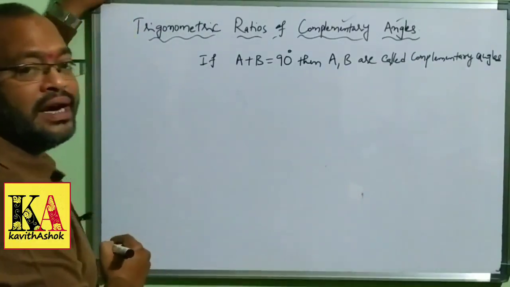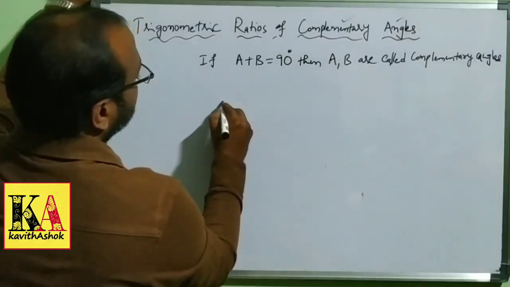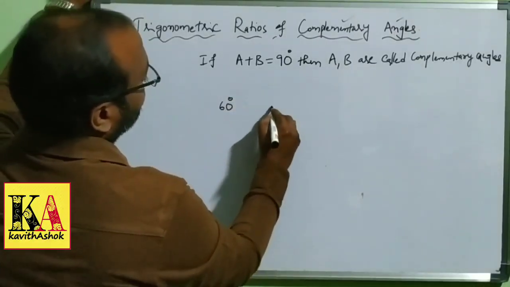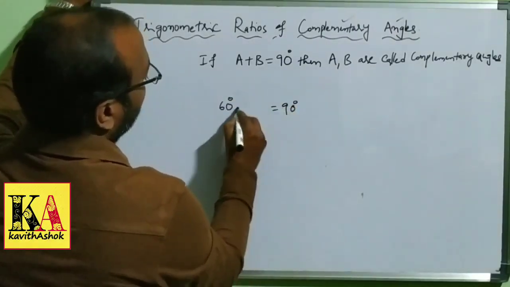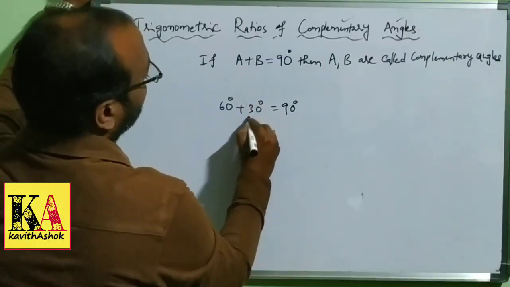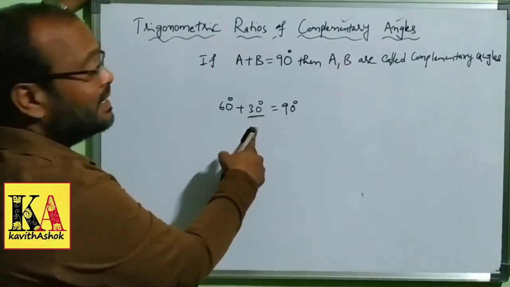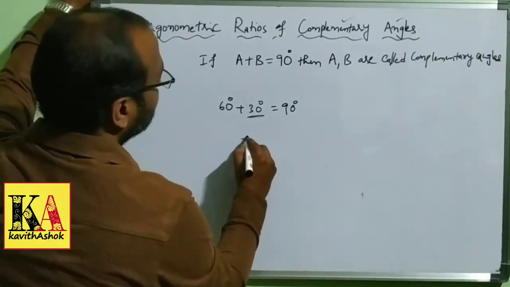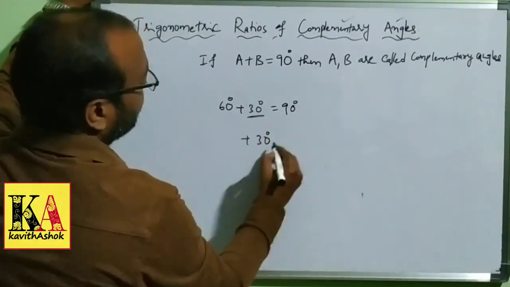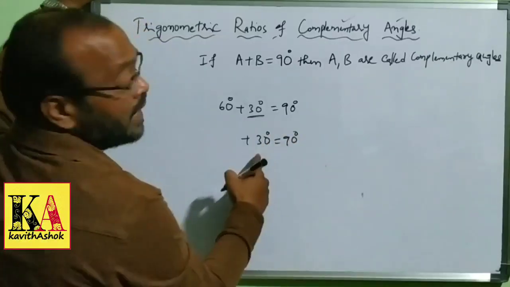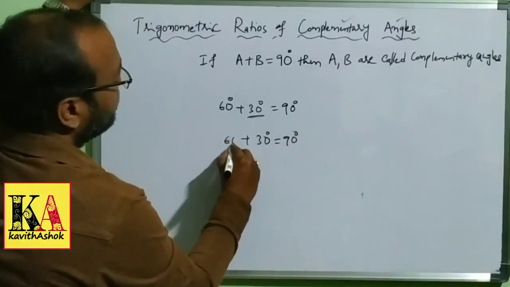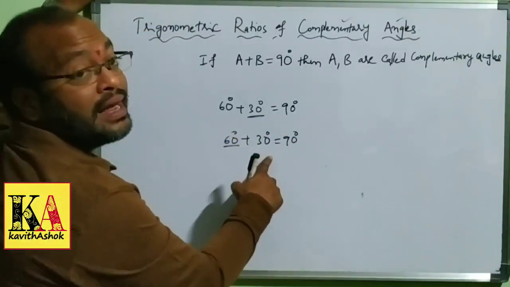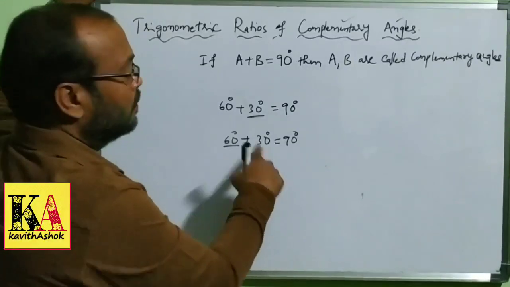A plus B is equal to 90 degrees means what? Suppose 60 degrees is there. To get 90 degrees, what do we have to add? 30 degrees we have to add. So here 30 degrees is the complementary angle of 60 degrees. Suppose 30 degrees is there; to get 90 degrees, how much do we have to add? We have to add 60 degrees. So 60 degrees is the complementary angle of 30 degrees. Is it clear now? Right.